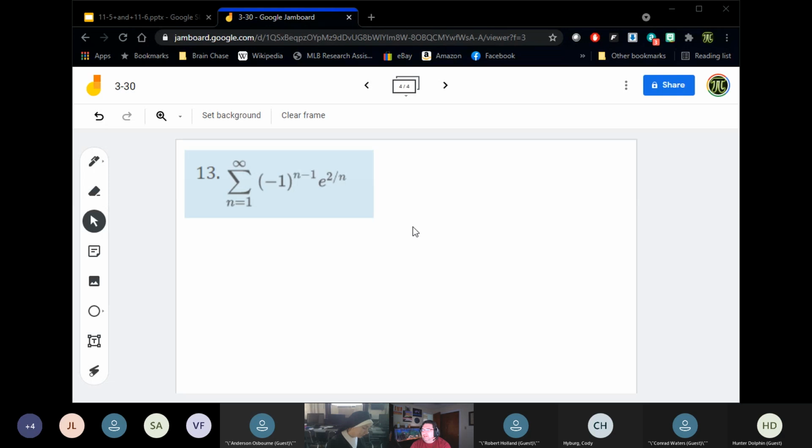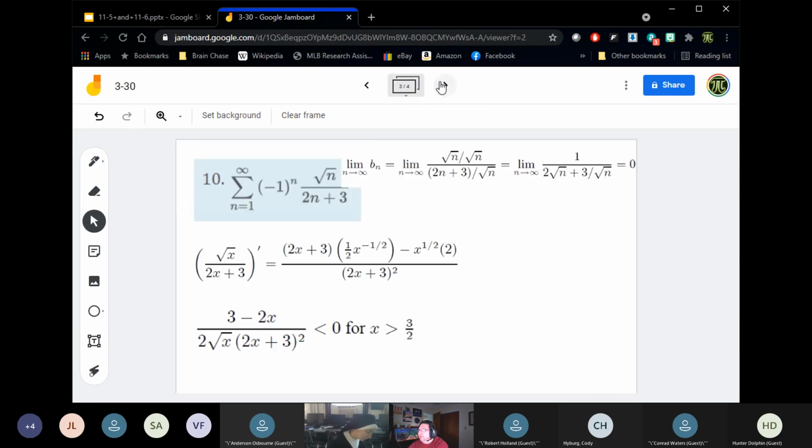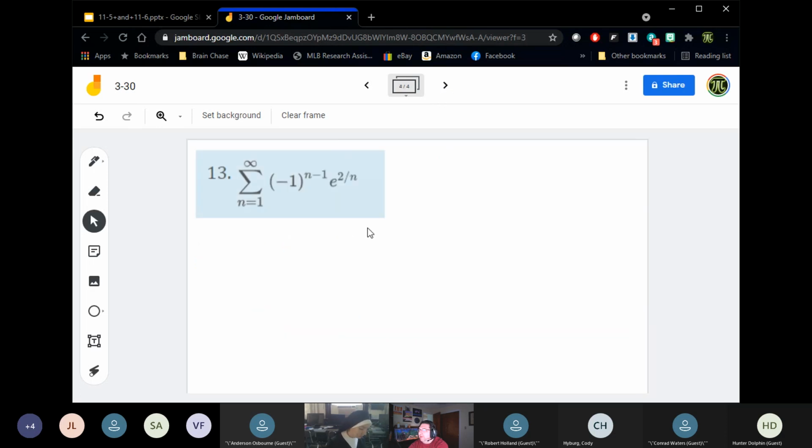Does that make sense? So that's why, if you look back at this one real quick, see how in this one I was doing the limit of n^2 over n^3 + 1. I didn't even look at that first part, but since it goes to 0, it passes that criteria. And the same thing with this one, I just looked at the square root of n over 2n + 3. I didn't look at the beginning part.